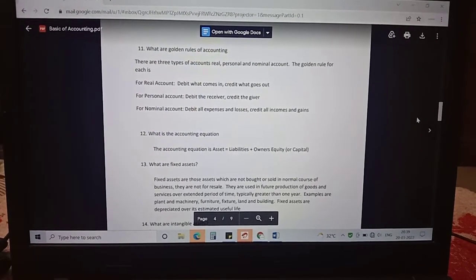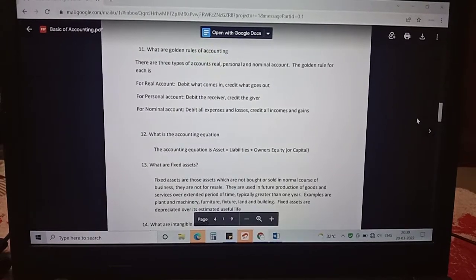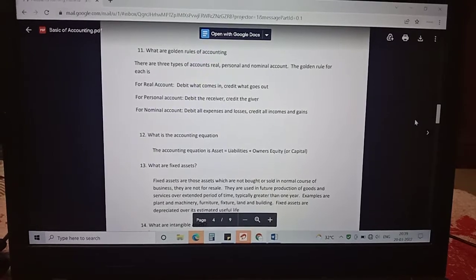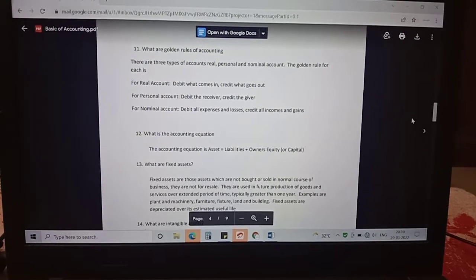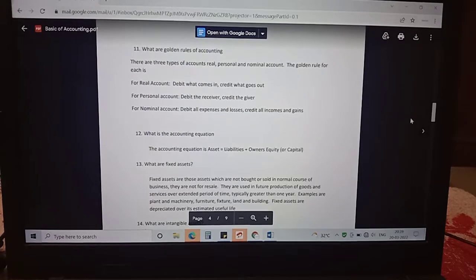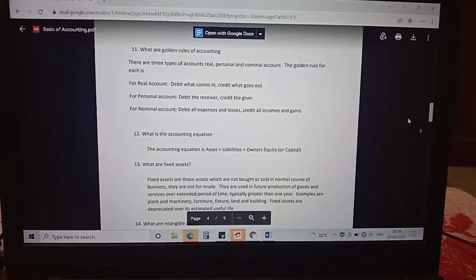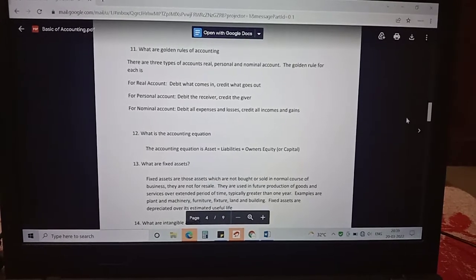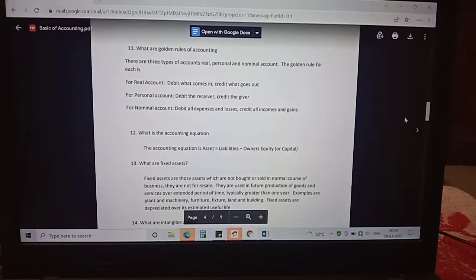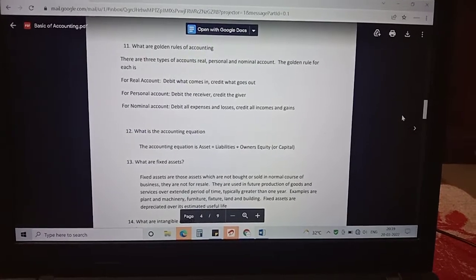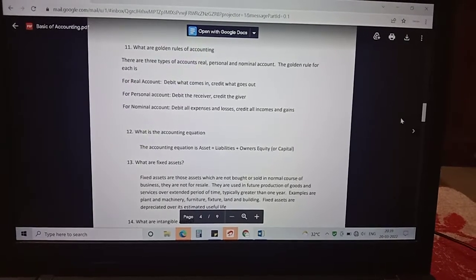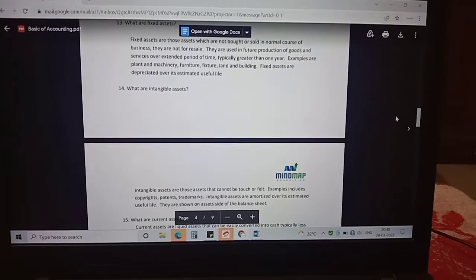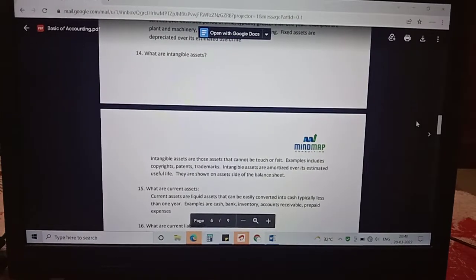The next question they have mentioned is: what is the accounting equation? It is assets equal to liabilities plus owner's equity or capital. What are fixed assets? Fixed assets are those which are not bought or sold in the normal course of business; they are not for resale. They are used in the future production of goods and services over an extended period of time, typically greater than 1 year. Examples of fixed assets are plant and machinery, furniture, fixtures, land and building, and these are depreciated over their estimated useful life.